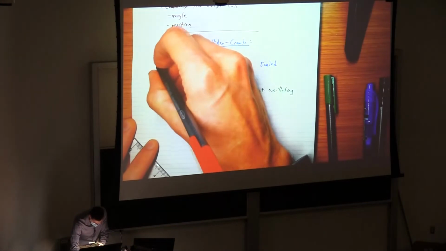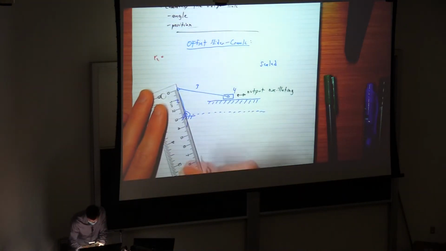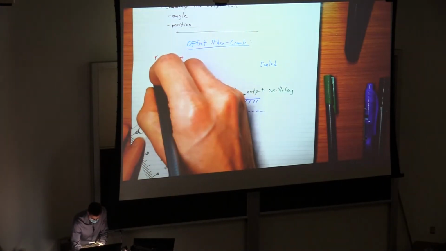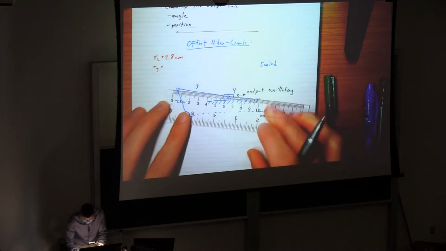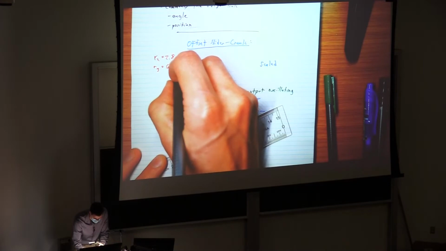The length of link 2, I'll call it R2, going center to center on those pivot points, is 2.8 centimeters. The length of link 3 on my diagram is 6 centimeters.